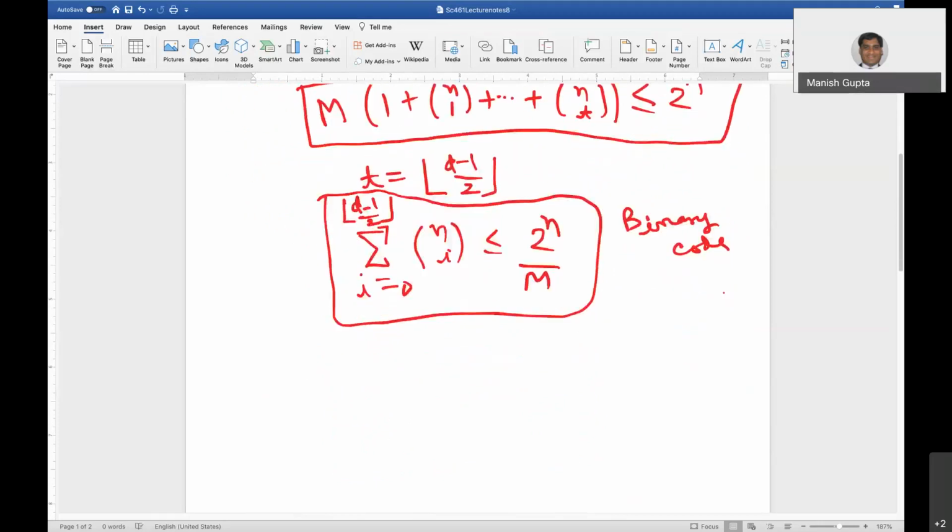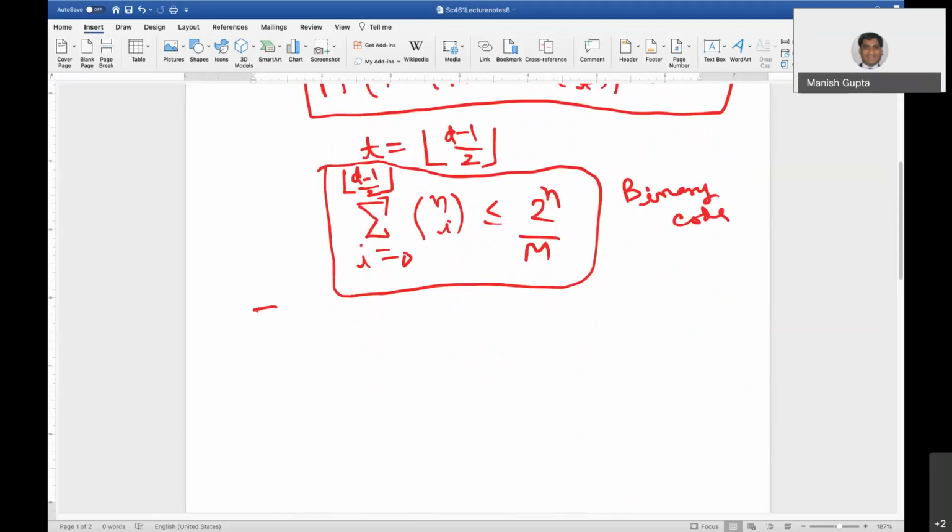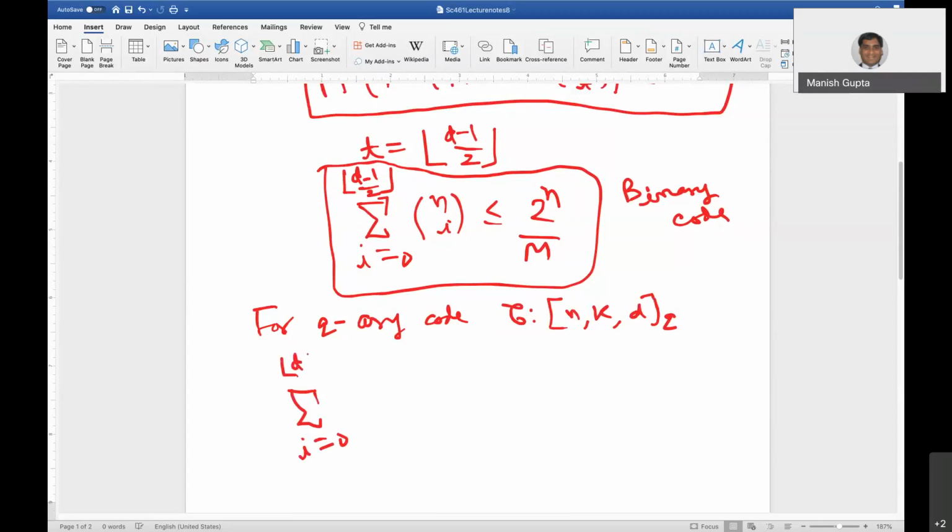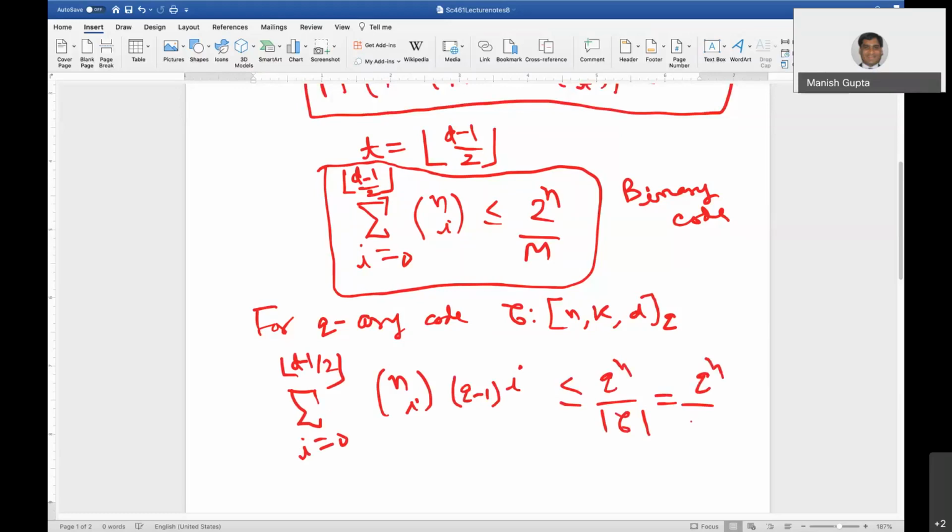The result can be generalized to the q-ary case. For a q-ary code, when C is an (n, k, d) code, this is the summation over i equal to 0 to (d minus 1) by 2 of n choose i times (q minus 1) raised to i, less than or equal to q raised to the power n divided by the cardinality of C. In other words, it is q raised to the power n divided by capital M, or q raised to the power n divided by q raised to the power k.